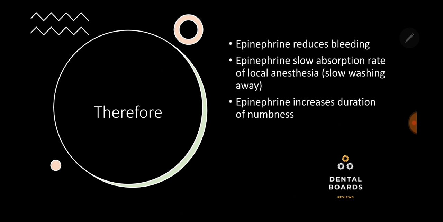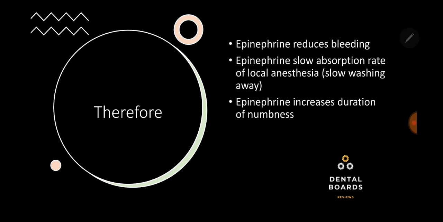But if you don't add that epinephrine, it's going to last about 15 minutes, and then you have to inject again. You inject again. So if you're doing a longer procedure, you end up giving more local anesthetic. Guess what? Now all that local anesthetic is in the bloodstream, and there's a risk of increasing toxicity. So you have to take advantage of the epinephrine.